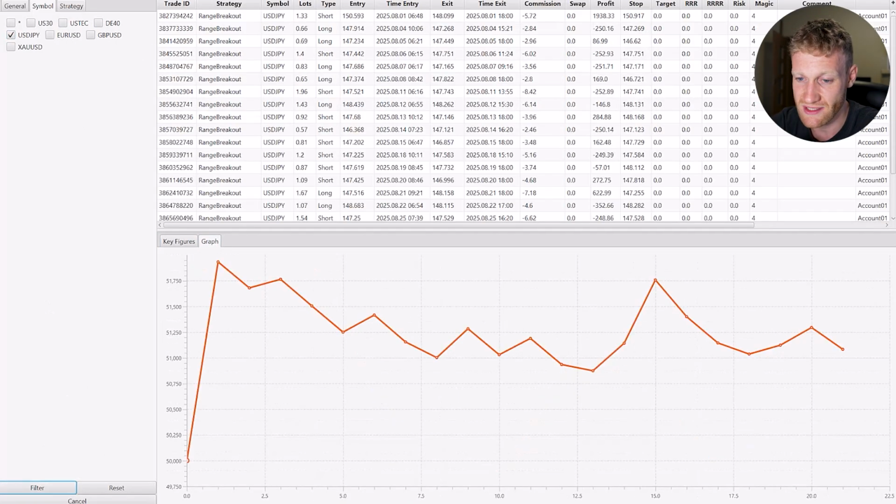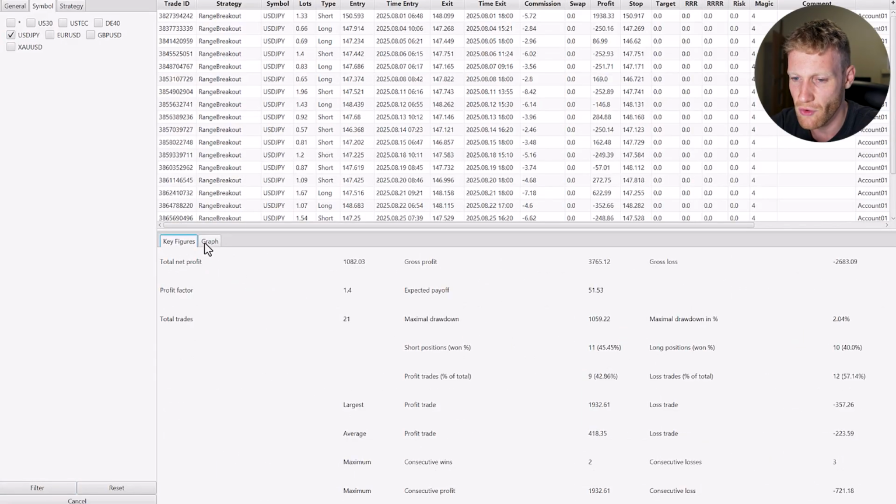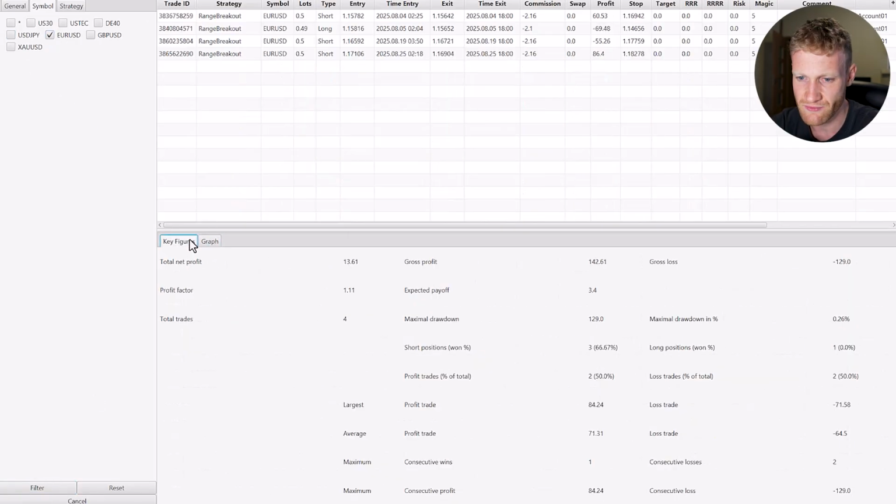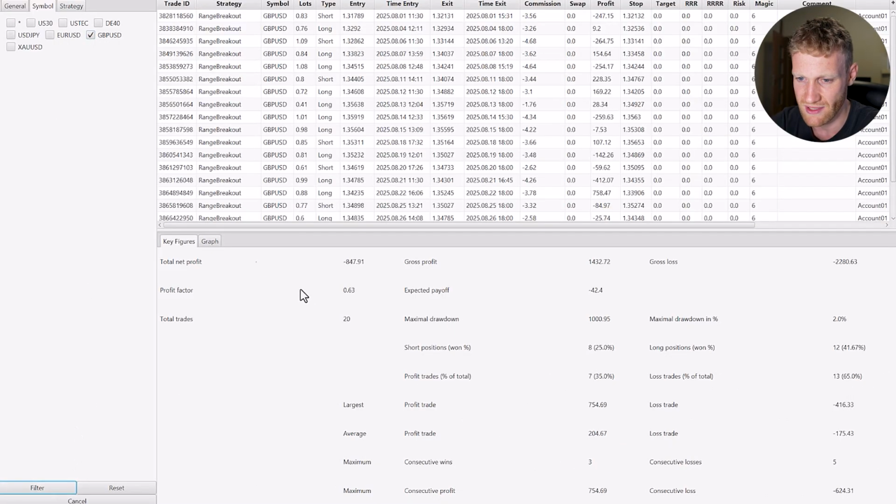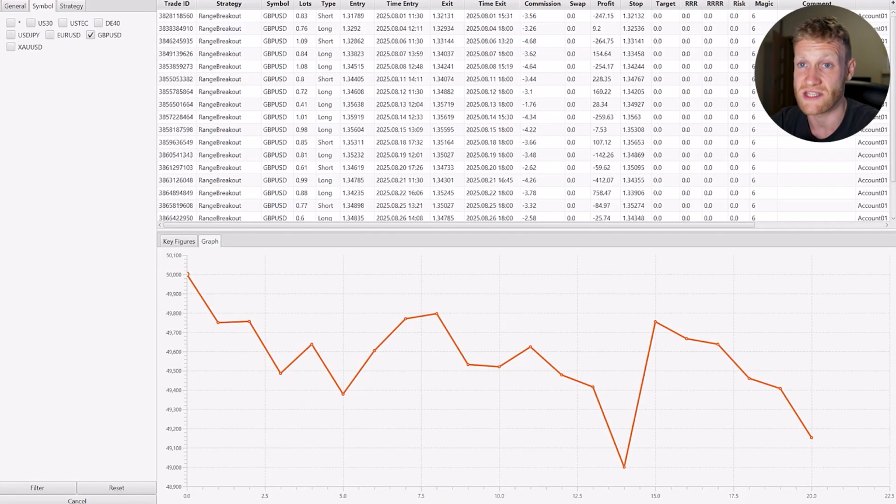Let's go to USD Japanese yen, and here in the beginning of the month was a very good trade, and overall a profit of 1,080 with range breakout EA in USD Japanese yen. Then Euro US dollar break even, and GBP US dollar another negative month. Overall just not performing still. But let's see how this goes.